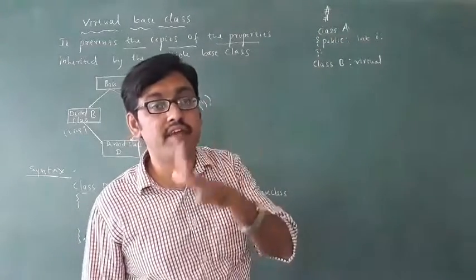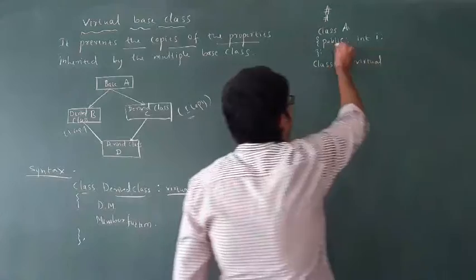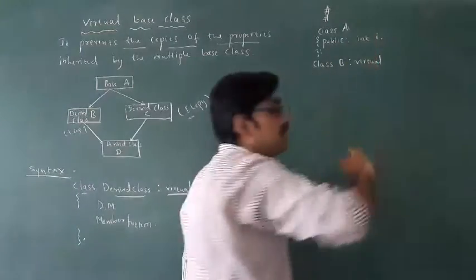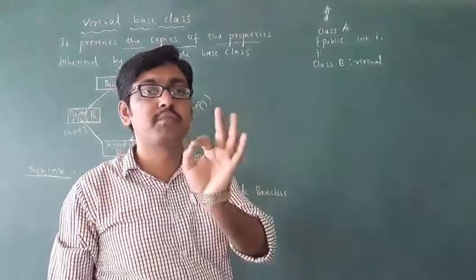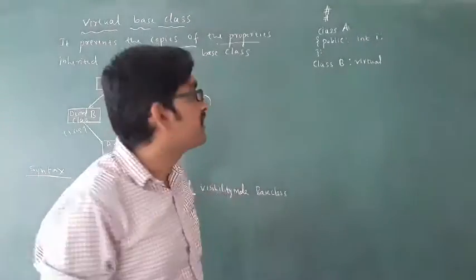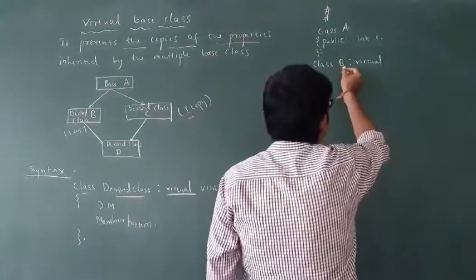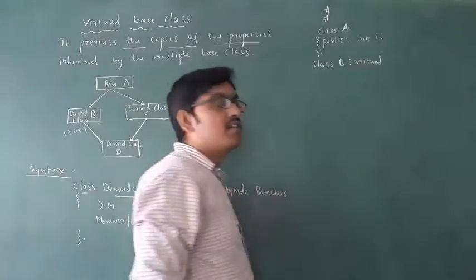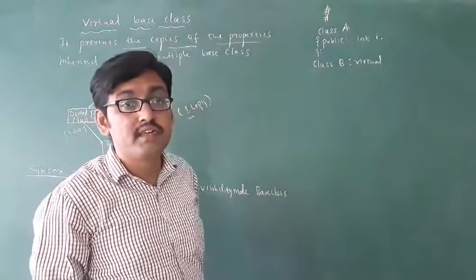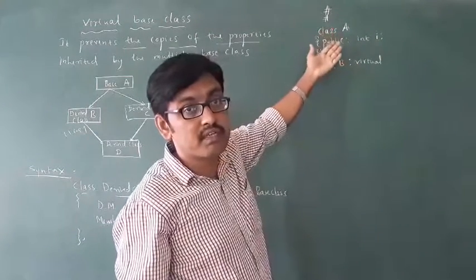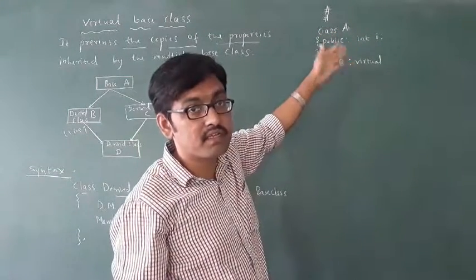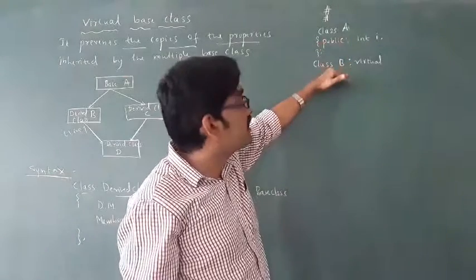Class name is A. Then I am writing here public int i. Okay, I am taking one variable named int i. Then class B, where all the properties of A are inherited. A's properties are what I want to inherit here.